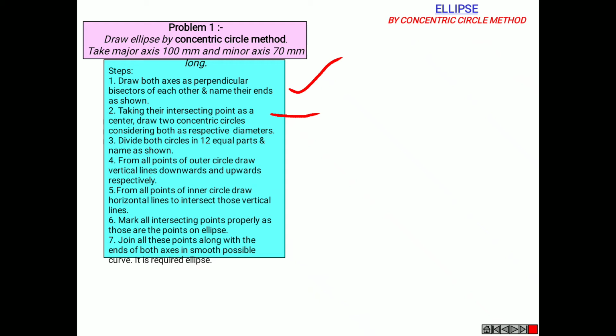The fifth one, from all points of inner circle draw horizontal lines in order to intersect those vertical lines. And the sixth one, mark all intersecting points properly as those are the positions on ellipse. And the last one is, join all these points along with the ends of both axes in smooth possible curve. Then it is a required ellipse. Just note down the steps.